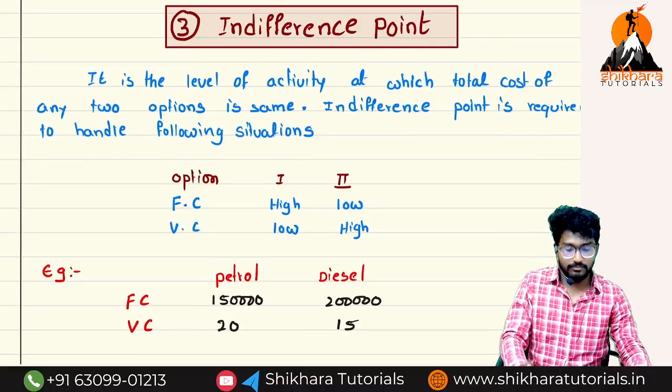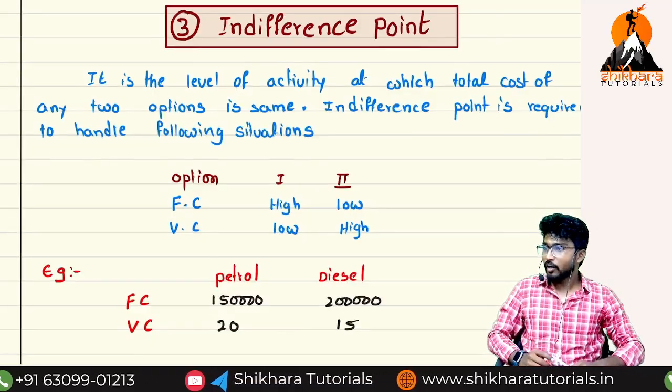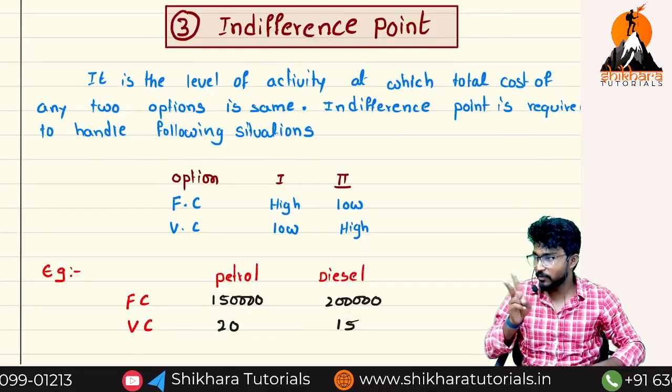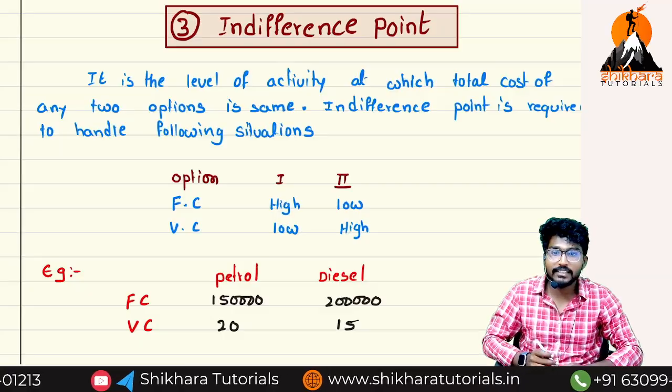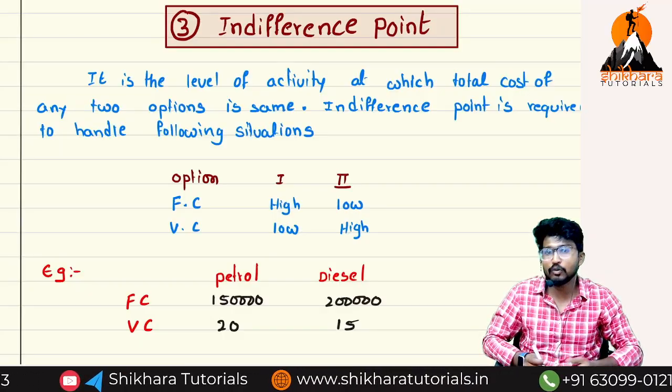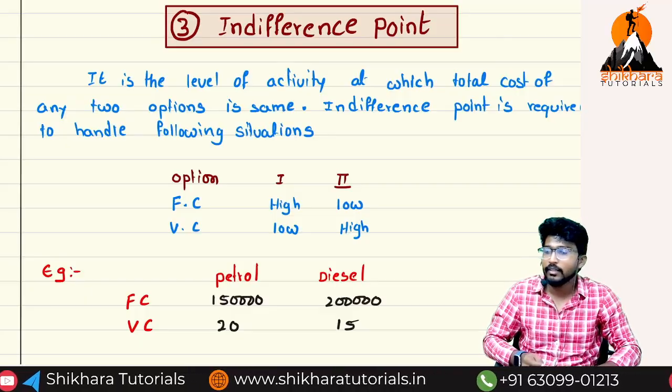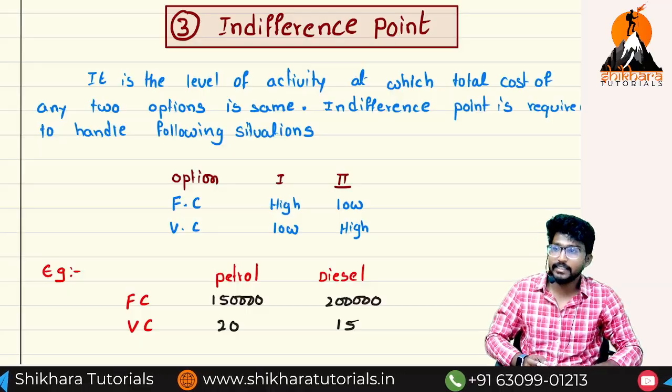Next, till now we completed, out of 10 concepts, how many concepts? 2 concepts. One is CVP analysis, another one is break even point, including a lot of things like margin of safety, 2-period data. Coming to the next one, it is indifference point.